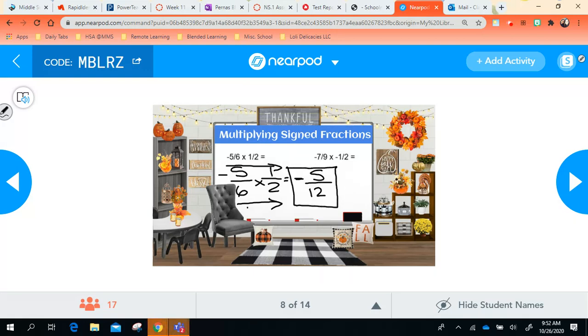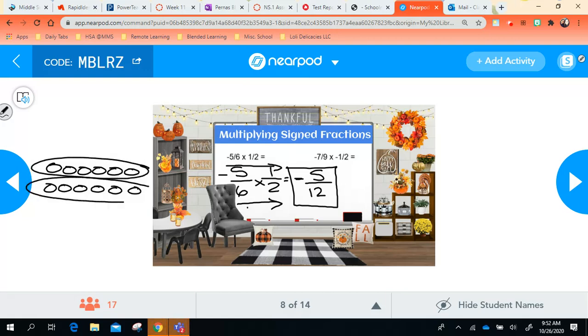And again, if you weren't sure, 6 times 2. So you're going to do 2 groups of 6. So you're going to do 1, 2, 3, 4, 5, 6. So I have 1 group of 6, 2 groups of 6.